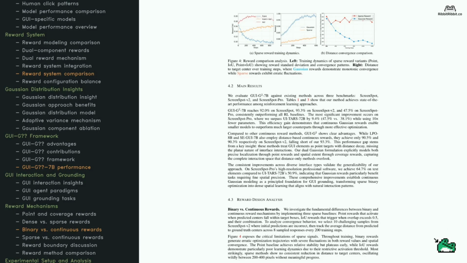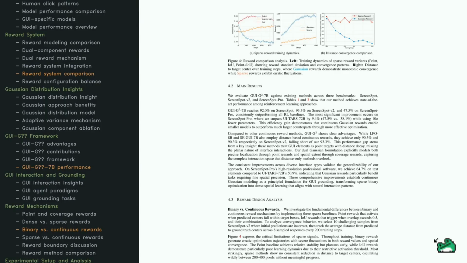Look at Figure 4, comparing reward systems during training. On the left, sparse rewards like point and IOU show fluctuating patterns, indicating instability. In contrast, Gaussian rewards show steady, smooth convergence. On the right, the distance to target centers over time tells the same story.